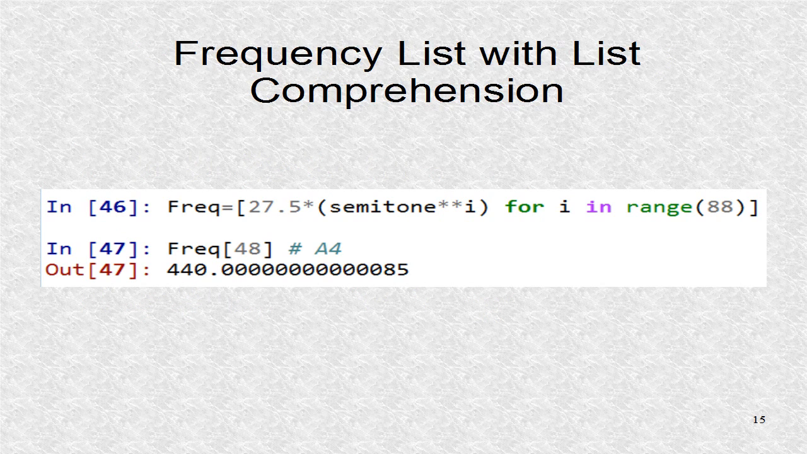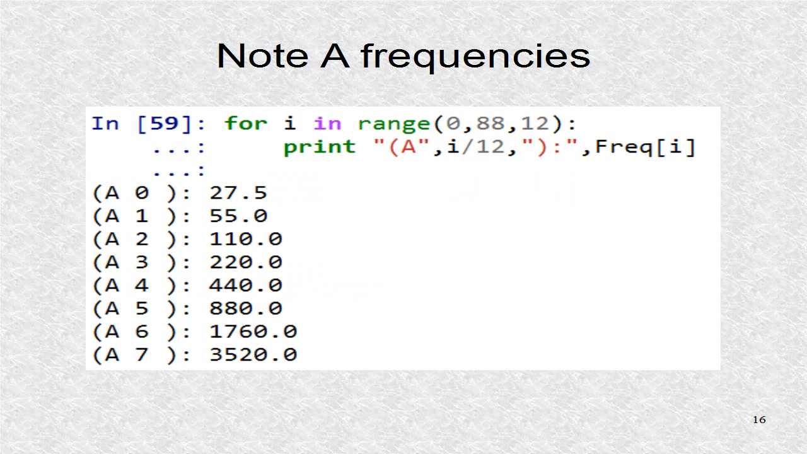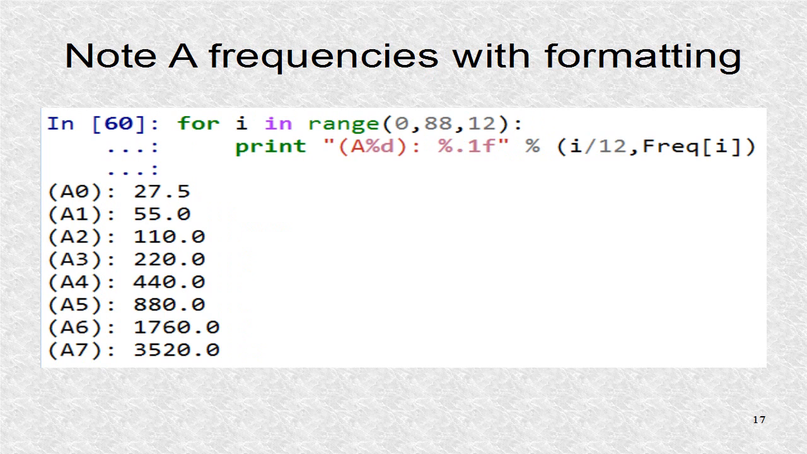15. We can combine the last relationship to get this list comprehension. 16. Now we can print out the A note frequencies for the 8 octaves. It should be seen that each comma inside the print command inserts a space.